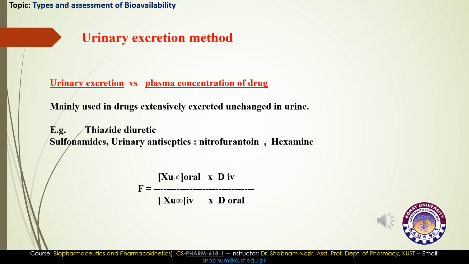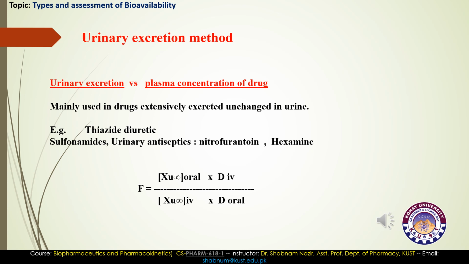A few examples of such drugs are thiazide diuretics, sulfonamides, urinary antiseptics, nitrofurantoin, and hexamine. And the equation you can see is just like other equations used for the assessment of bioavailability. However, one factor which you can easily find here different from the other equations is Xu. Now, what is Xu? It is the cumulative amount of the drug which is excreted in the urine. However, it is comparable to area under the curve.